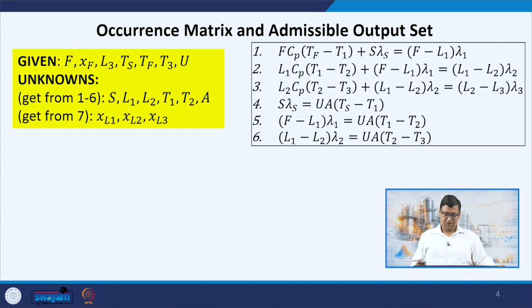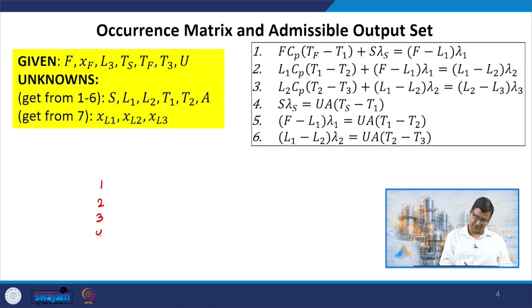Badger-McCabe method. For this case, let us first begin with the occurrence matrix for this particular set of equations. As we discussed in the last lecture, we have 6 equations, 1 to 6, and for this case the unknowns are S, L1, L2, T1, T2, A.